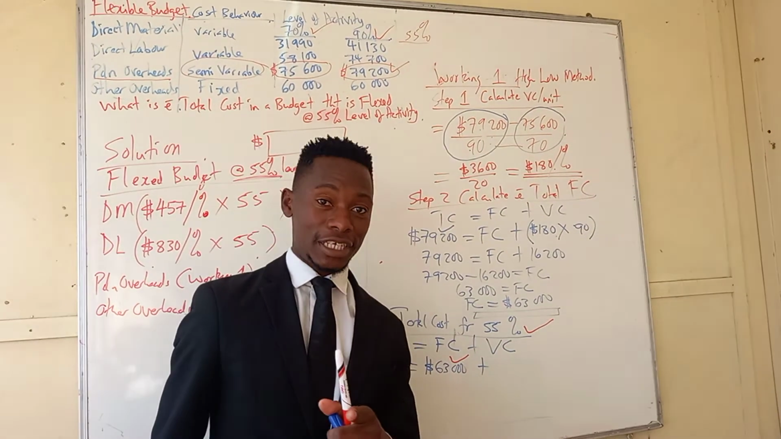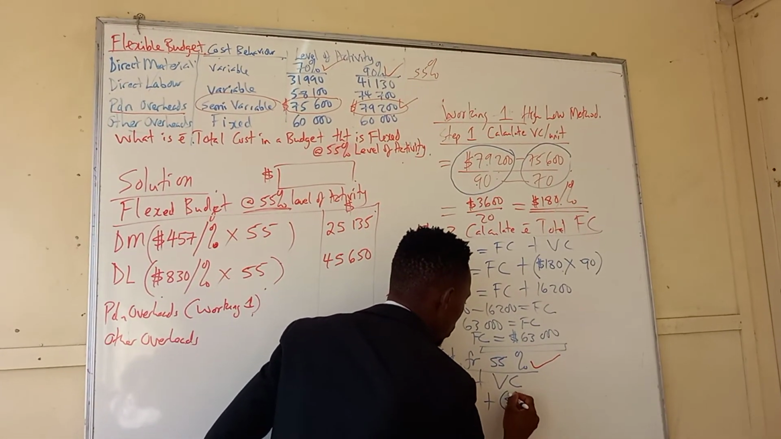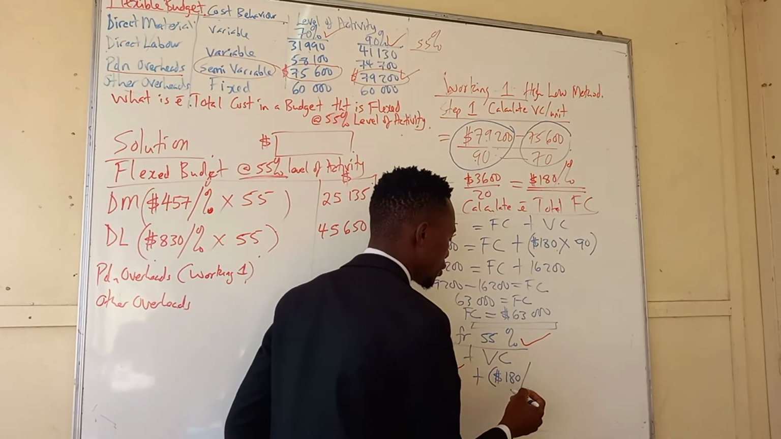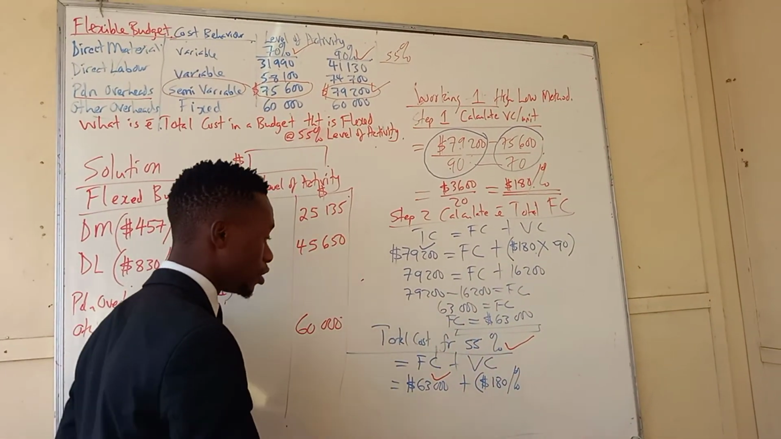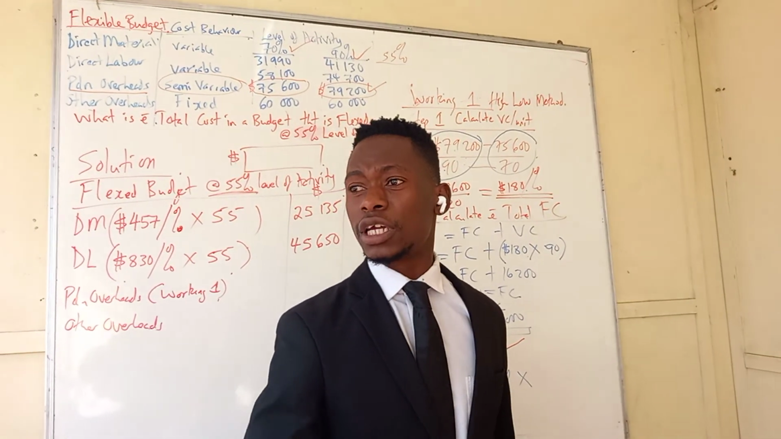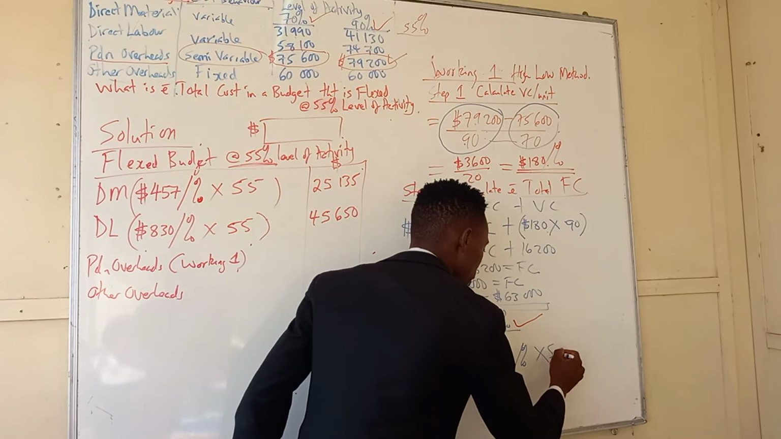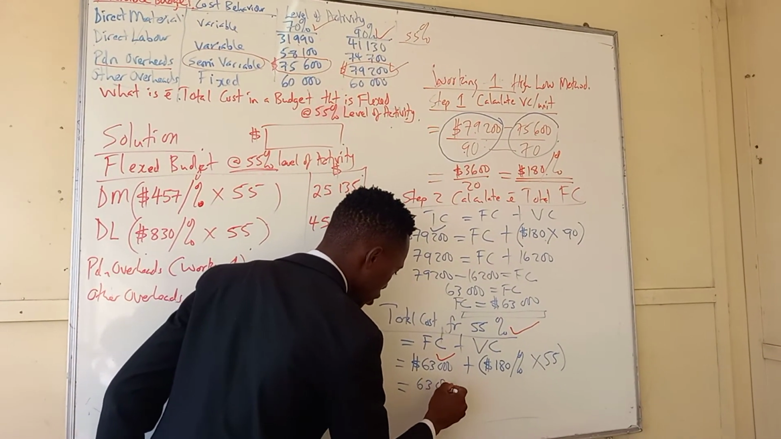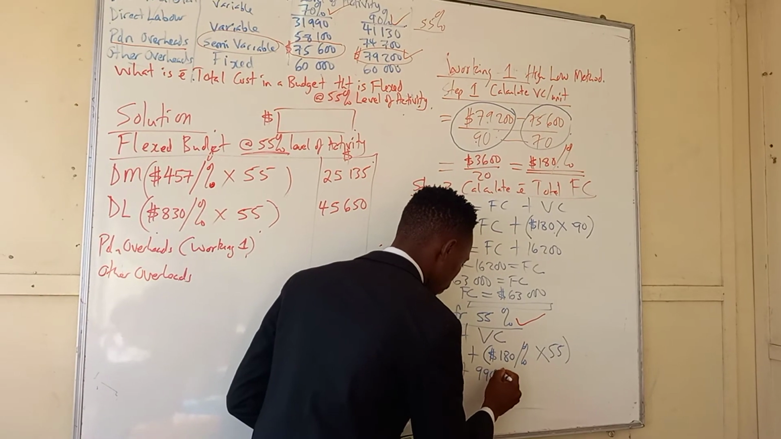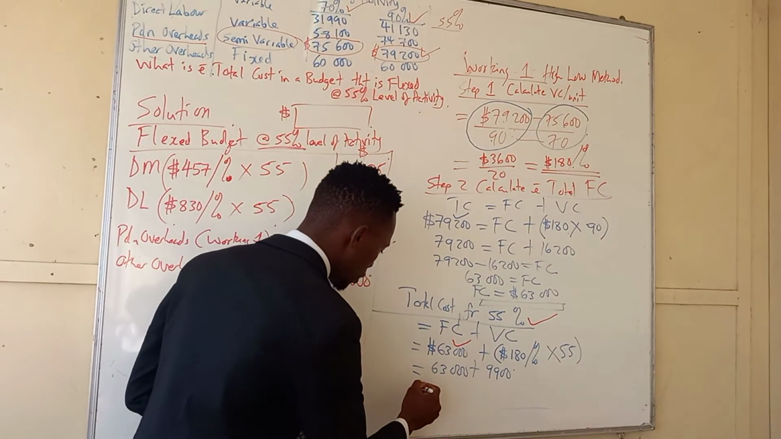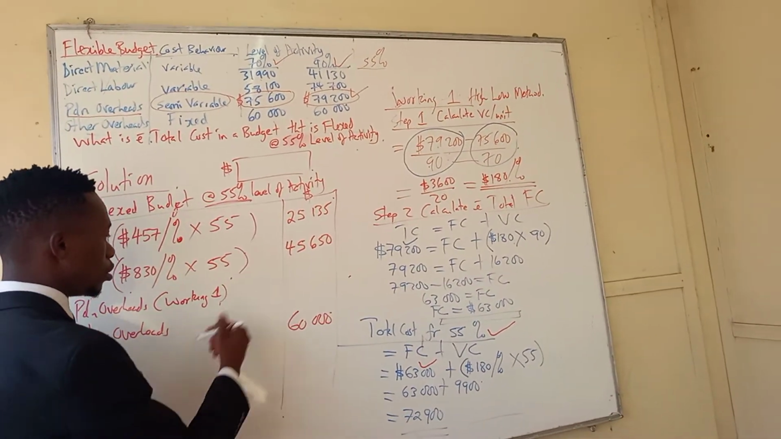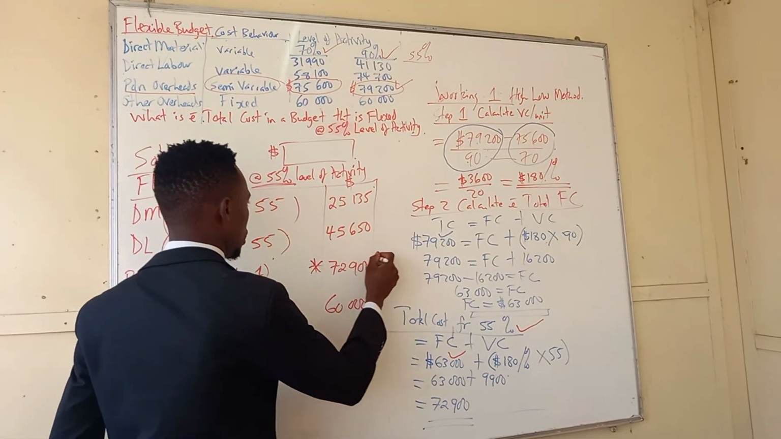Plus the variable, it changes now. So we have calculated from step one that we will incur $180 per activity level, which is the percent, multiplied by, you then ask yourself a question. The total cost that you are calculating is for 55%. You multiply by 55. So this is 63,000 plus 180 by 55, that's 9.9. So 9.9 plus 63, that's 72,900. That's the total. So this will be 72,900.